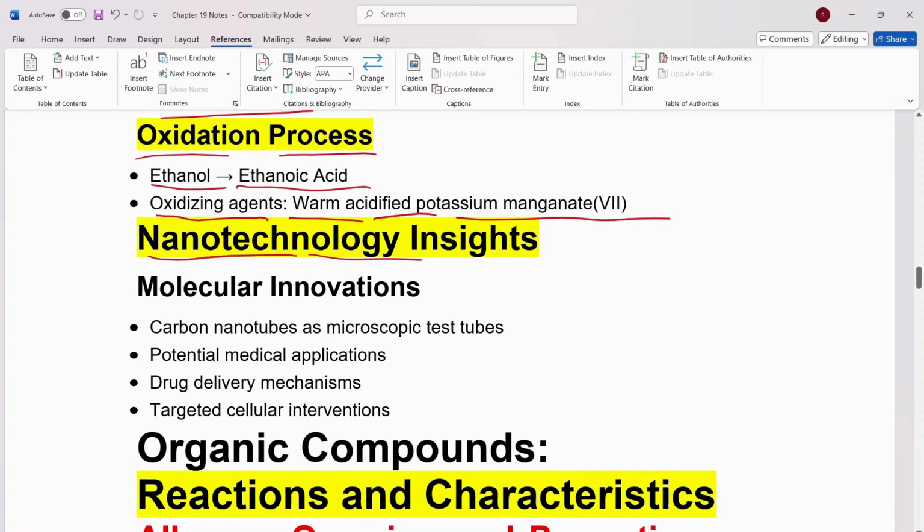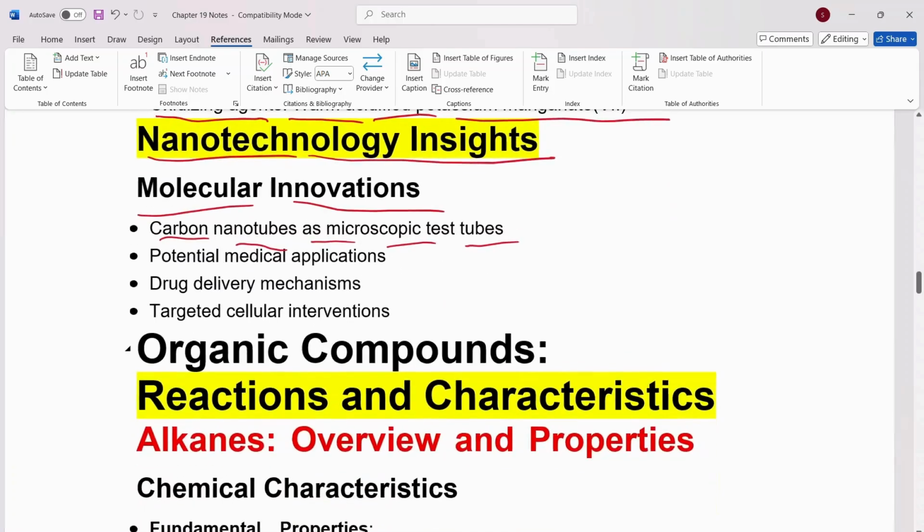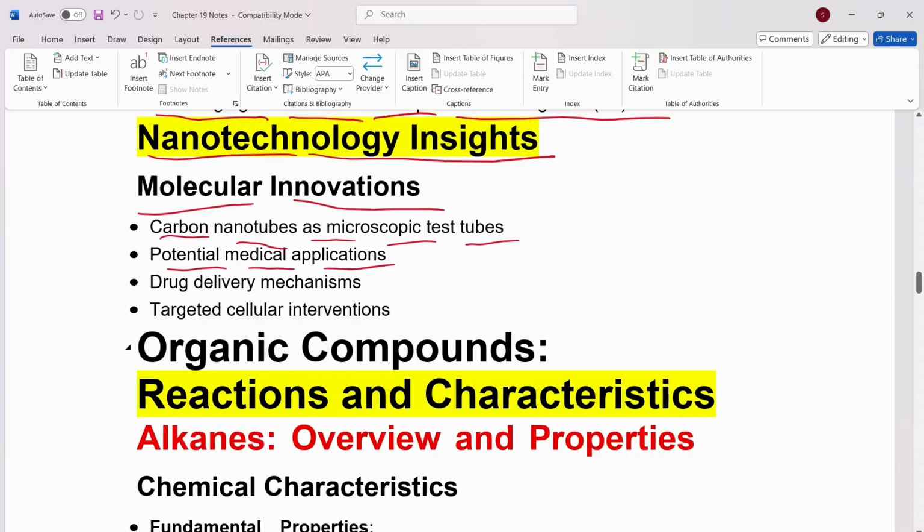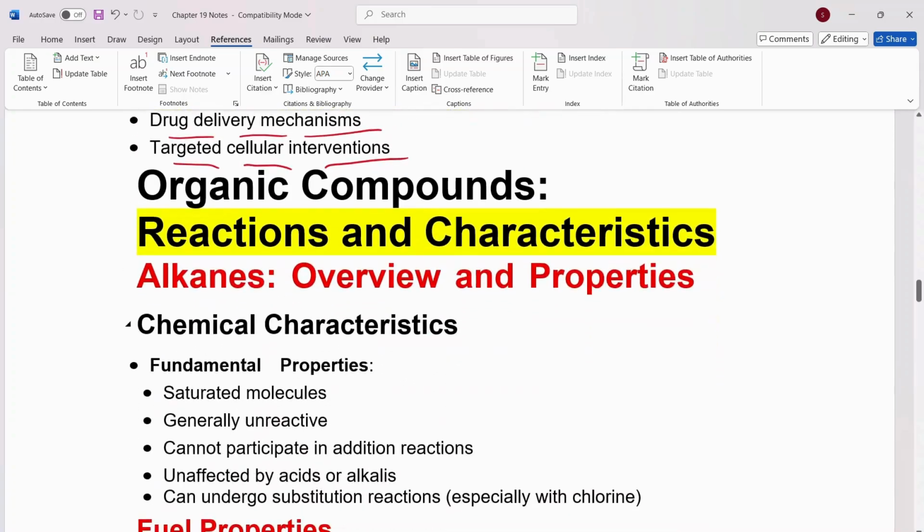Then we have nanotechnology insights, molecular innovations. Carbon nanotubes as microscopic test tubes. Potential medical applications, drug delivery mechanisms, targeted cellular intervention. Organic compounds, reactions, and characteristics.